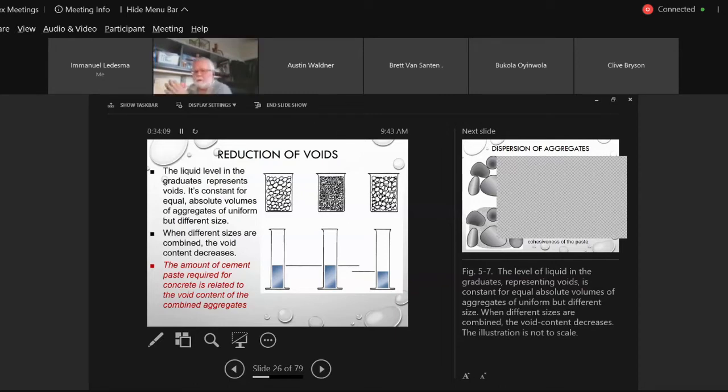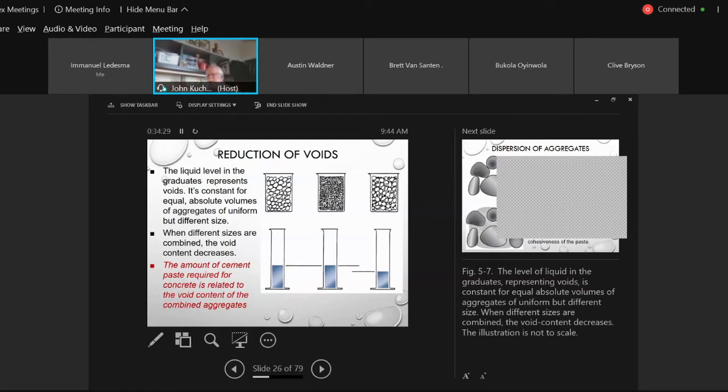If we reduce the void content, we'll have more of an economical mix. I mean, we can have large voids and just fill it with cement paste and water, but it's not very economical, and we're also looking at strength. The more voids you have, the less dense the concrete's going to be.